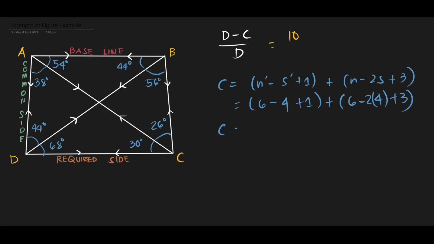Okay, so let's calculate the value for C. We have here 6 minus 4, that's 2 plus 3. And then plus, we have 6 minus 8 at negative 2 plus 1, that would be negative 2 plus 3, that would be 1. So we have a value of c is equal to 4. So we have here 10 minus 4 all over 10. So what do we have? We have 0.6 as our value for d minus c over d.